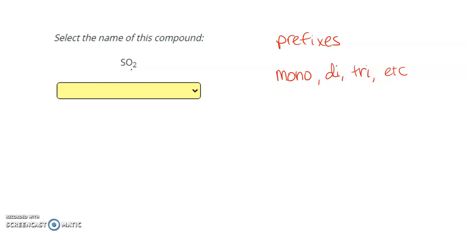So SO2. Well, we look at how many atoms we have of S, and we only have one. We would use mono, but the first element does not get mono. Okay? So this is going to be sulfur. That's the name of S. We would put a prefix, but no mono on the first element.